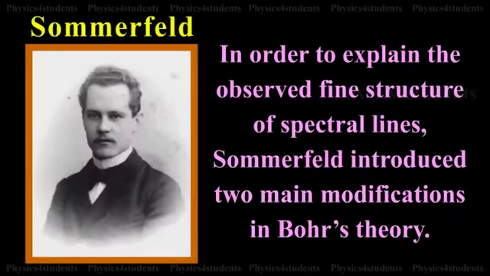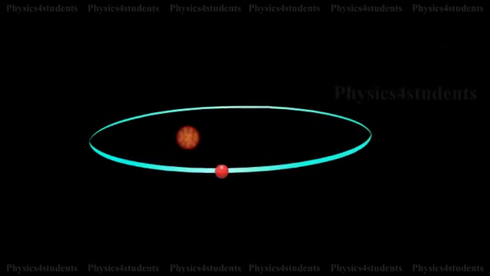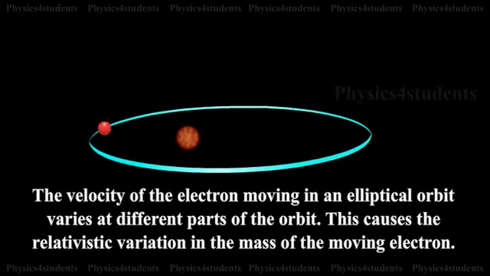This describes Sommerfeld's atom model. In order to explain the observed fine structure of spectral lines, Sommerfeld introduced two main modifications in Bohr's theory. According to Sommerfeld, the path of an electron around the nucleus in general is an ellipse with the nucleus at one of its foci. The velocity of the electron moving in an elliptical orbit varies at different parts of the orbit.